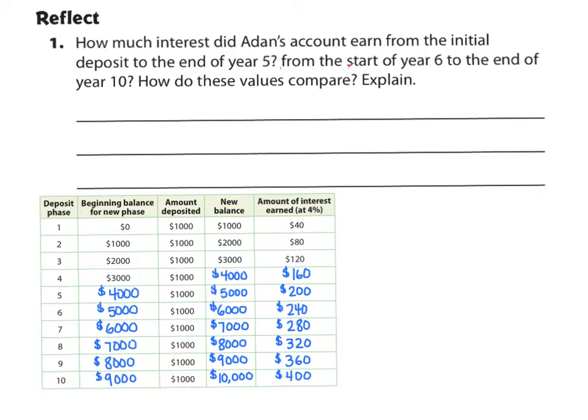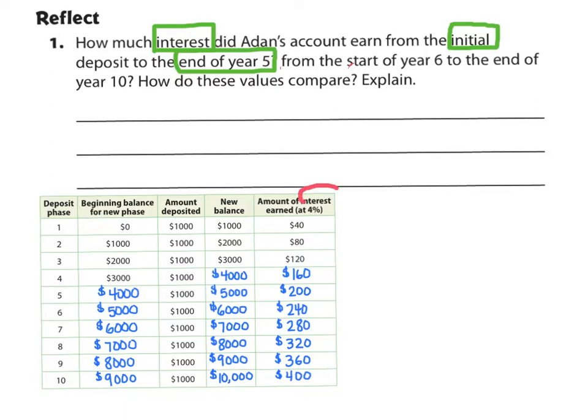The first part of this problem says how much interest, so that's going to be important. I'm only looking at interest. Did Aiden's account earn from the initial deposit? So that's going to be important. We're starting with the initial amount in year 1. And we want to go to the end of year 5. So I'm going all the way to the end of year 5. So again, we only want the interest column. We're starting at year 1 and we're going down to year 5.